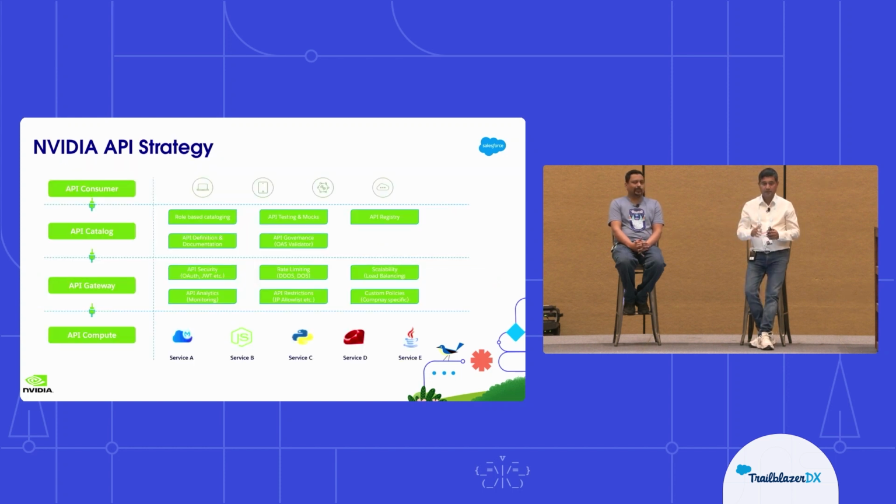That being said, this is the API strategy that we follow in NVIDIA. When we talk about API, there is a consumer, there are catalogs, there are gateways, and there is the compute. And as I said, in the compute, there is MuleSoft, there is compute that happens on Node.js, there is compute that can happen on Python and everything. But where we are talking today is about the API gateway.